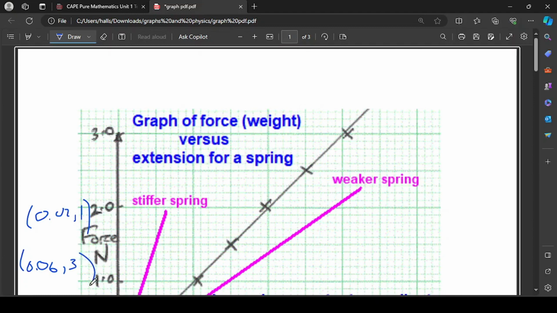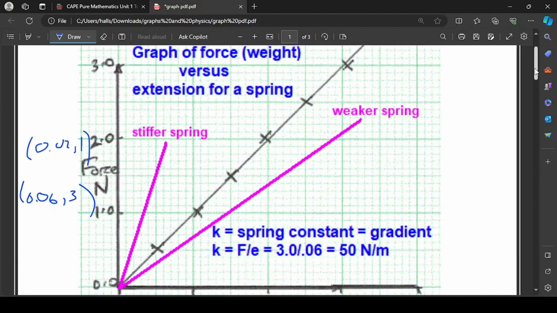Right? 0.06 and 3 and 0.02 and 1. Nice. For rise and run, you don't actually need those coordinates. You just need to know where they are. So, you choose a direction and you just go in that direction.